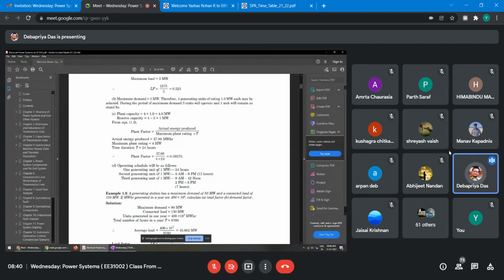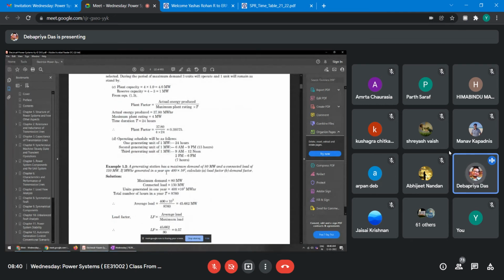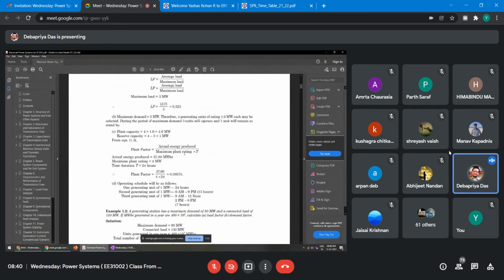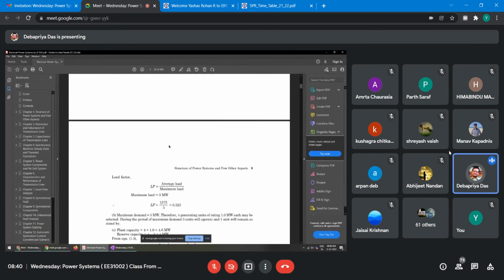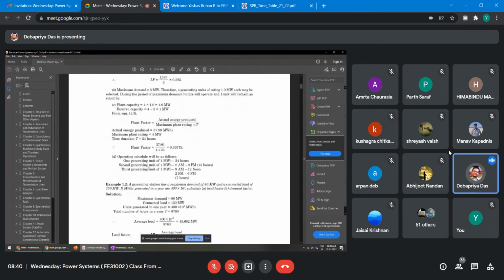Now the operating schedule. I have just made it; you can make it of your own also, looking at this load curve. I have made something here: one generating unit operates 24 hours, right?